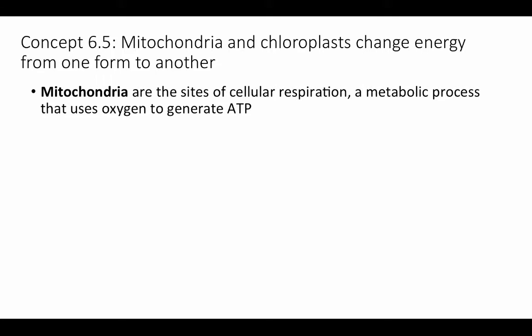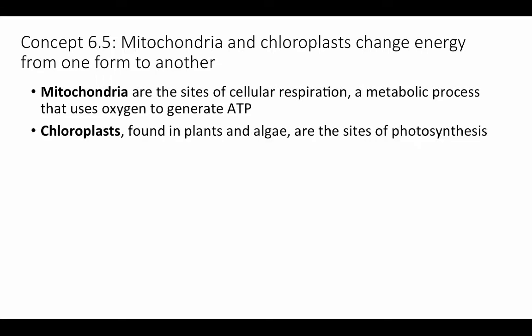So mitochondria are the sites of cellular respiration, which is the metabolic process that uses oxygen to generate ATP. So this process of converting carbohydrates to actual usable energy that the cell can use. Chloroplasts are found in plants and algae, and they're the sites of photosynthesis, so they're going to be harnessing energy from the sun to use water and carbon dioxide to produce carbohydrates that store that chemical energy that can then be metabolized and used to power all the functions of the cell.